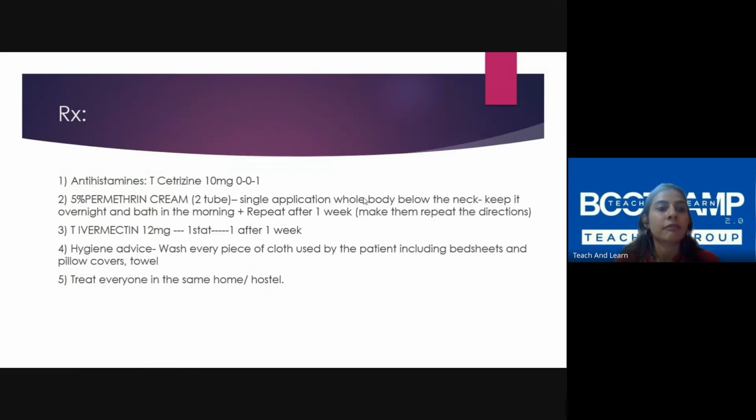Mainstay is 5% permethrin cream. So first thing that you're going to give is an antihistamine, that is cetirizine in the night. Then you can give it for a week because we will repeat the treatment after a week. You're going to give 2 tubes of 5% permethrin, single application. Tell them to apply 1 full tube for the entire body below the neck and keep it overnight and ask them to bathe in the morning. That is the best way here also, otherwise they'll keep it for some time and then wash it off.